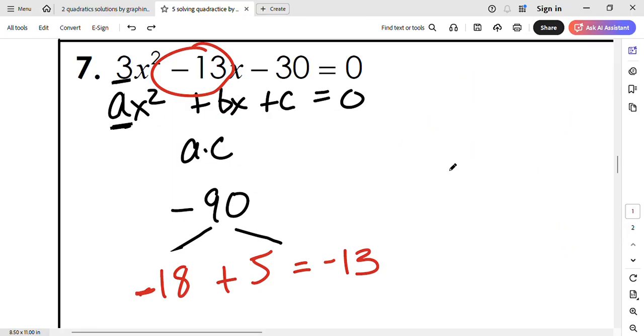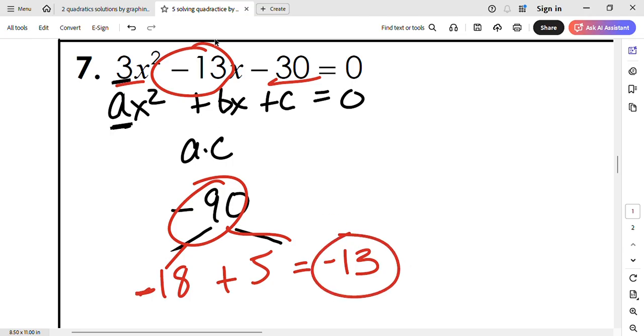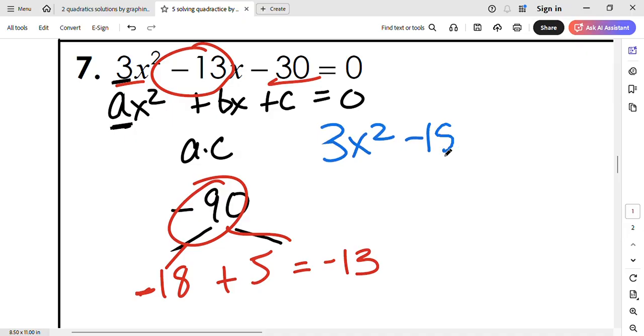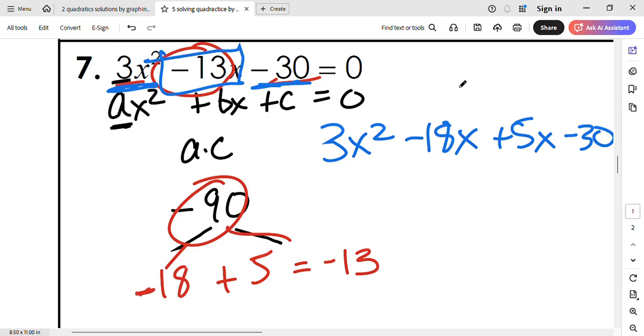Okay? So let's get back on track here. I'm going to recap a little bit just so you guys can be mentally with me. A times C, we got negative 90. Factors of negative 90 that add up to negative 13, which is my B value, happened to be negative 18 and 5. So now I'm going to rewrite. I'm going to use a different color here. 3x squared minus 18x plus 5x minus 30. Okay? So this part and this part stayed the same, and my middle term broke apart into these two.